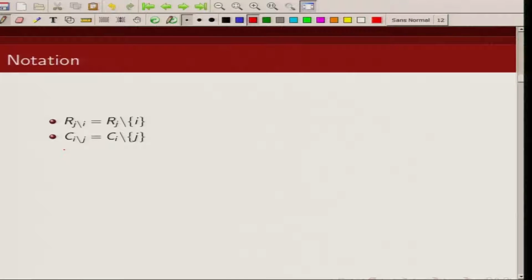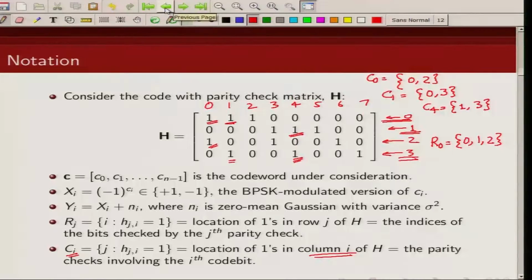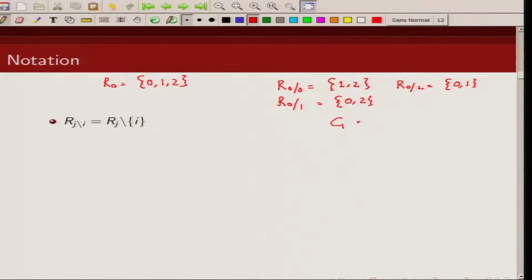Similarly, we define this set Ci minus this element j. So, for example, in this case let us say C1 is 0, 0, 3. So, C1 has elements 0 and 3. So, if we define this, sorry, this notation is like this. This is this 0, this will be 3, or C1 will be 0. Okay.